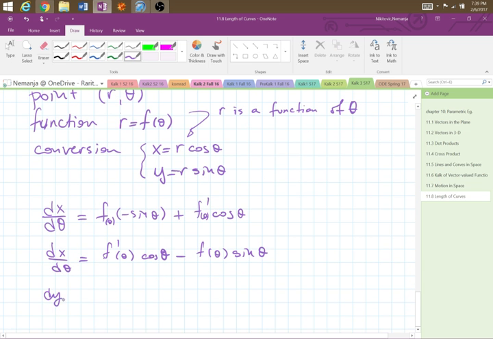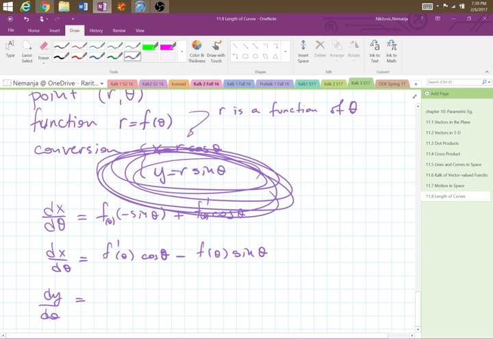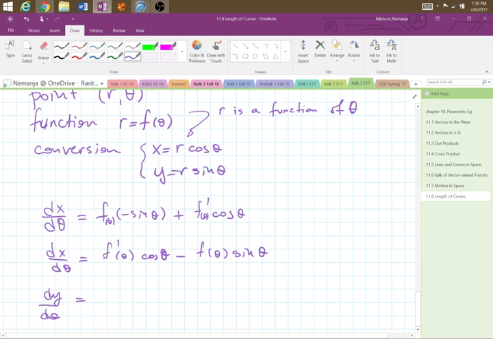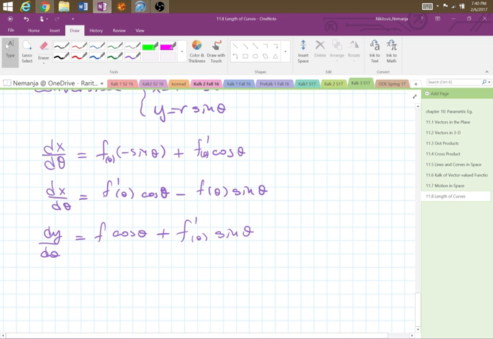Now dy d theta is going to be, again, you're differentiating the relationship between y, r, and theta. So once we differentiate that, again, copy the first one, which is f times the derivative of the second, which is cosine theta, plus the derivative of r, so it's f prime of theta times sine theta. And now we have these two.